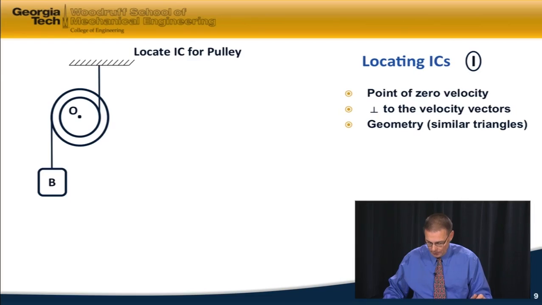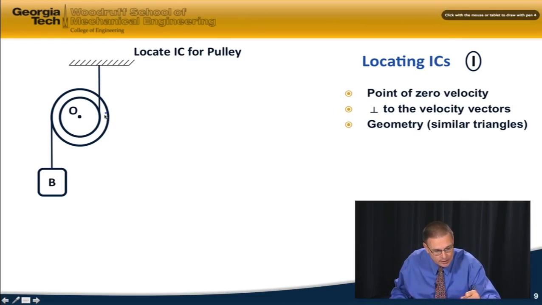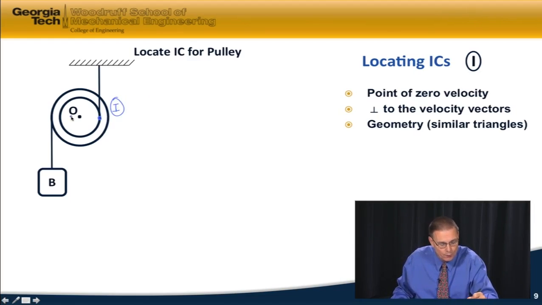And what you should have come up with is that the IC is located right here, because that's a point of 0 velocity on the pulley because it's attached to this cord. The cord has 0 velocity. Every other point on the pulley is rotating about this point.